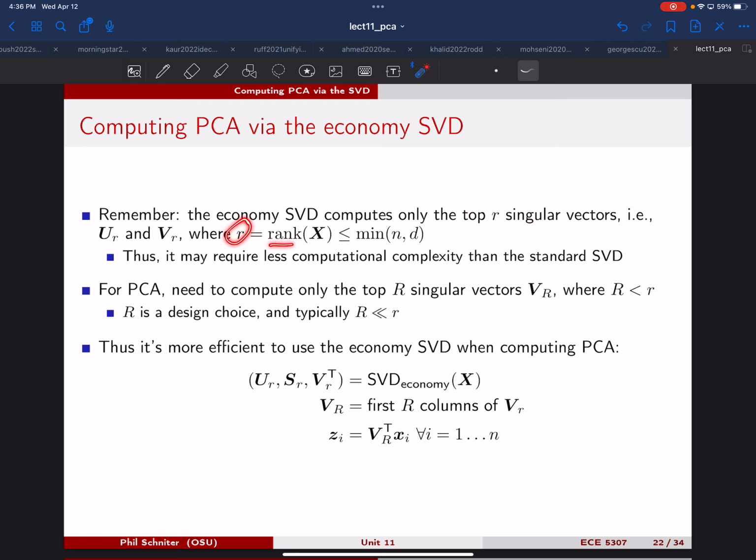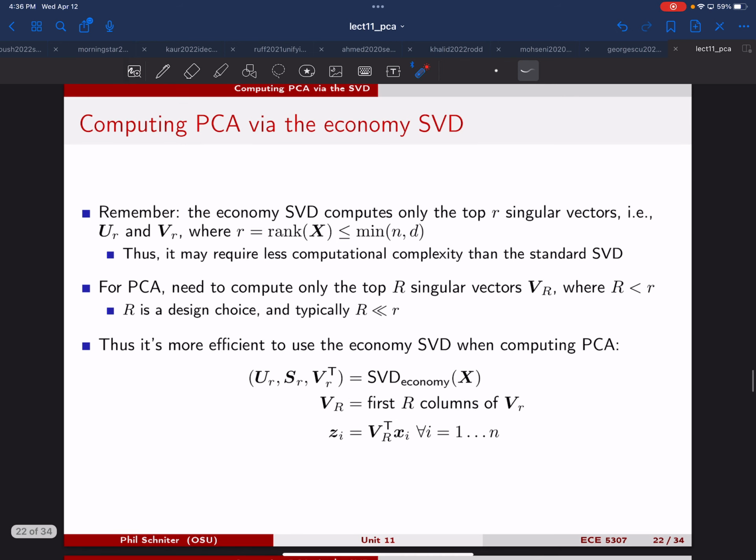R, which is the rank of X, is at most either the sample size, n, or the number of original features in our data set. It's the smaller of those two numbers. Typically, D is the smaller one. So this economy SVD is computing matrices with D columns instead of n, so maybe way fewer columns. So that's a lot less work. That's what we're going to do.